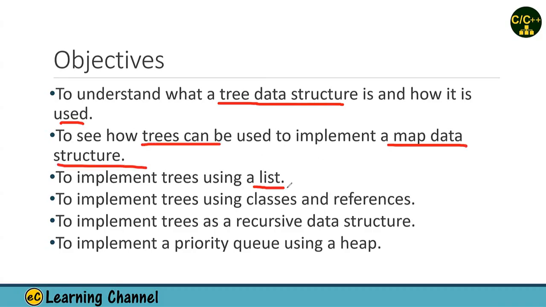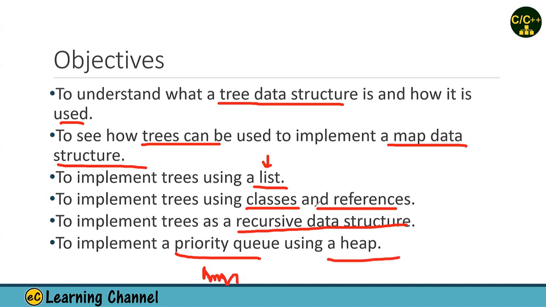And then use a tree as a list. Implement a tree using a list, or implement a tree as a class, or use a tree as a recursive data structure, or use a priority queue, which is actually some sort of array, to implement a heap. So these are different ways to implement a tree.